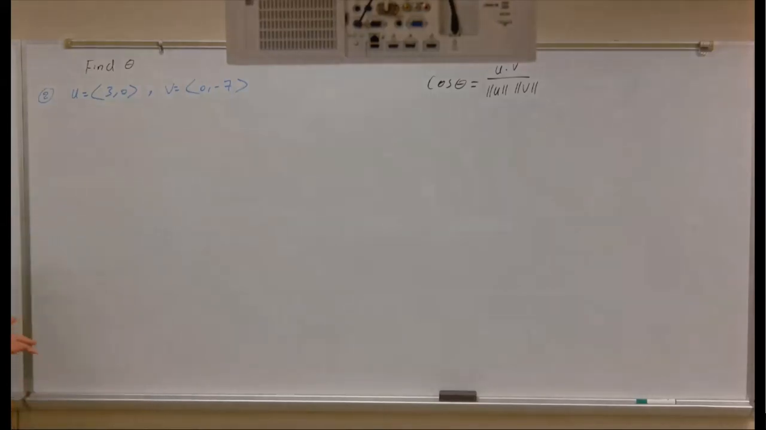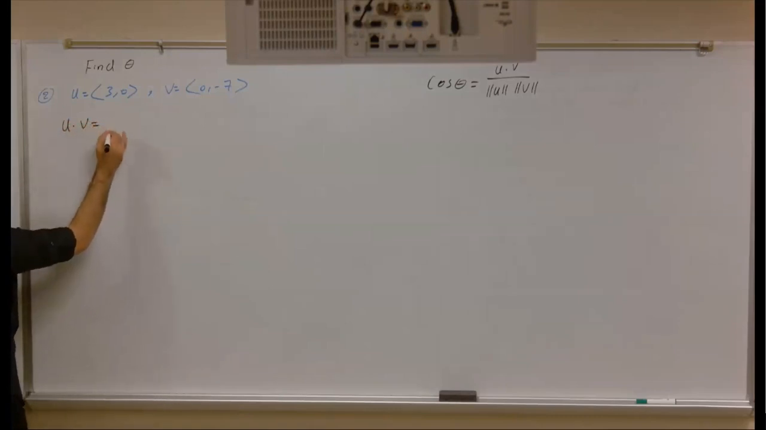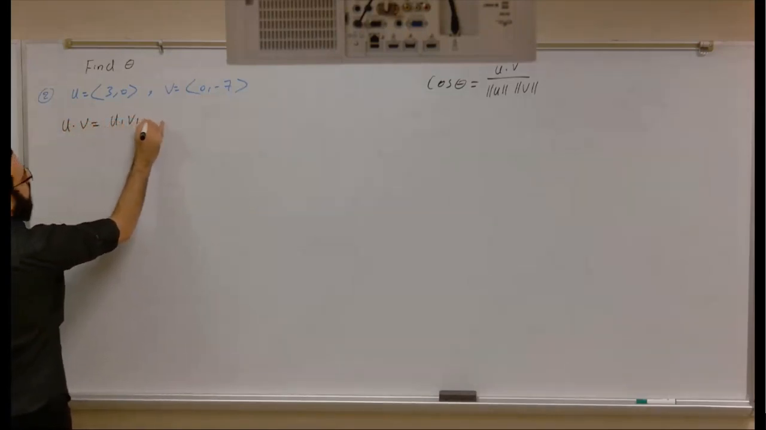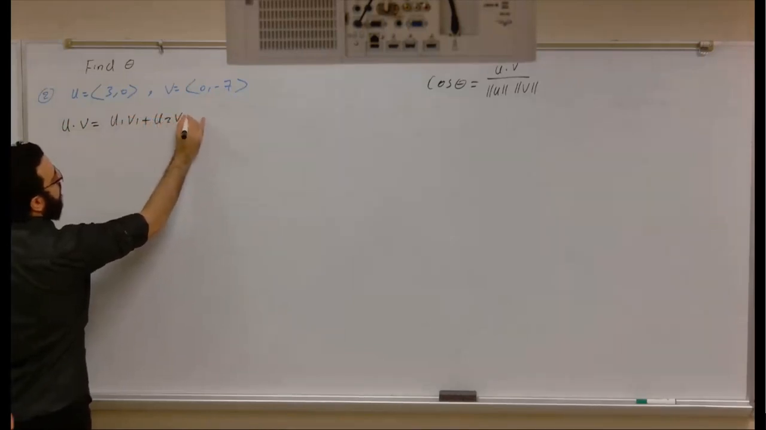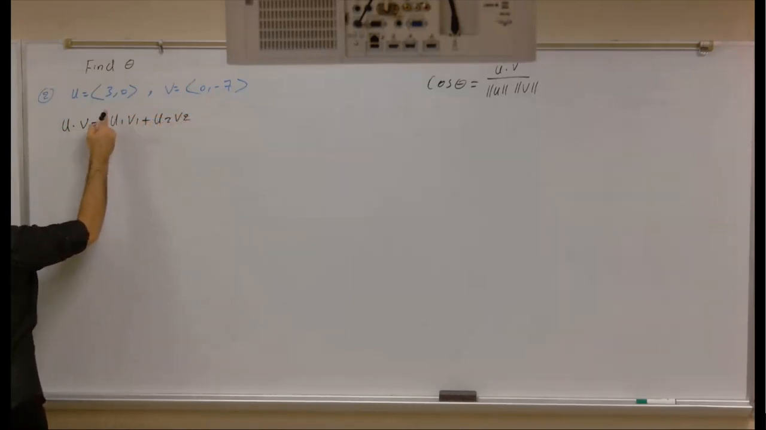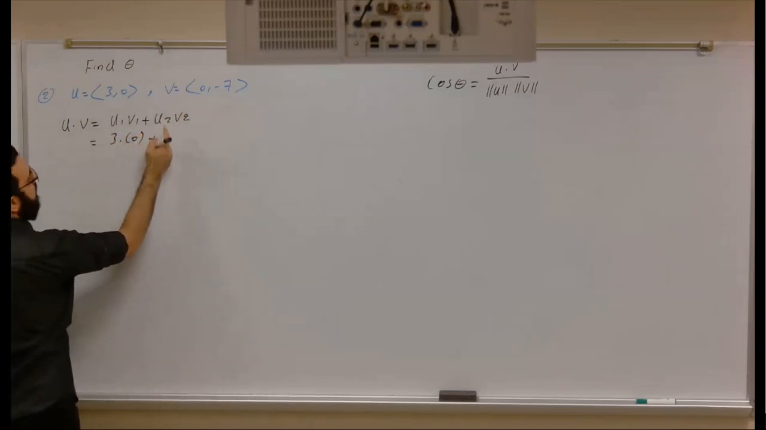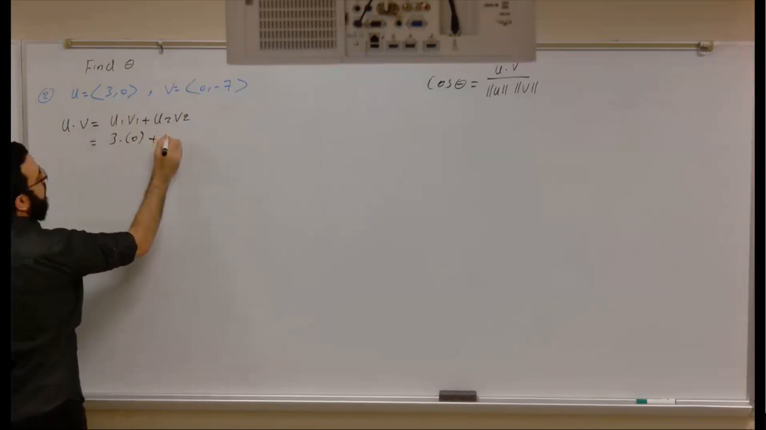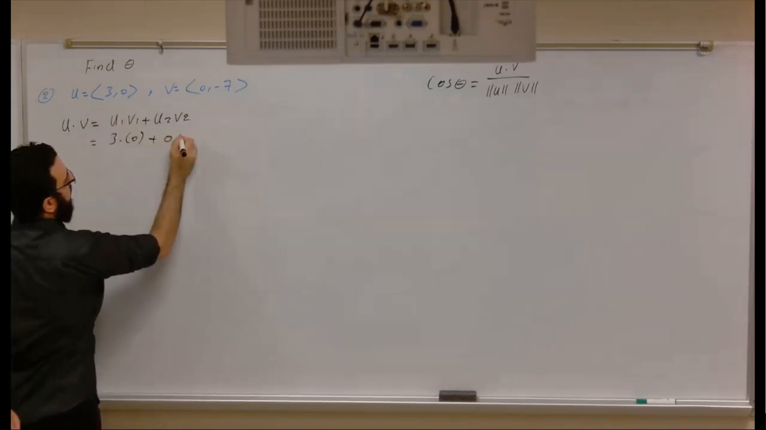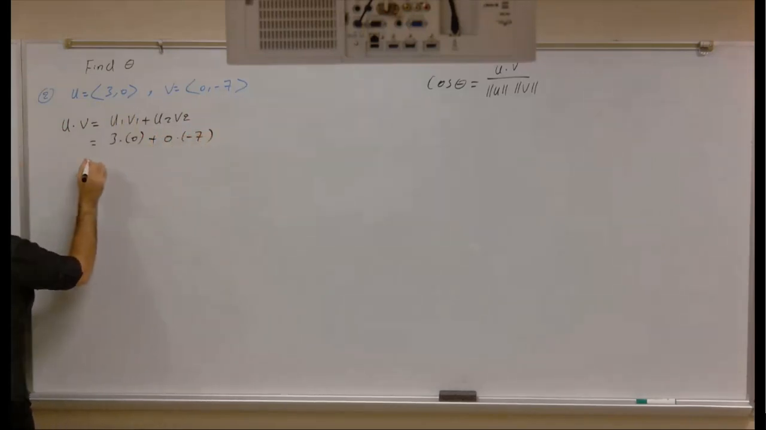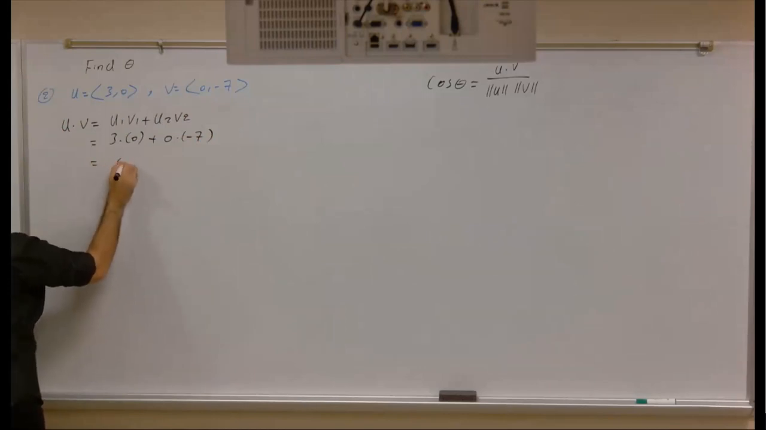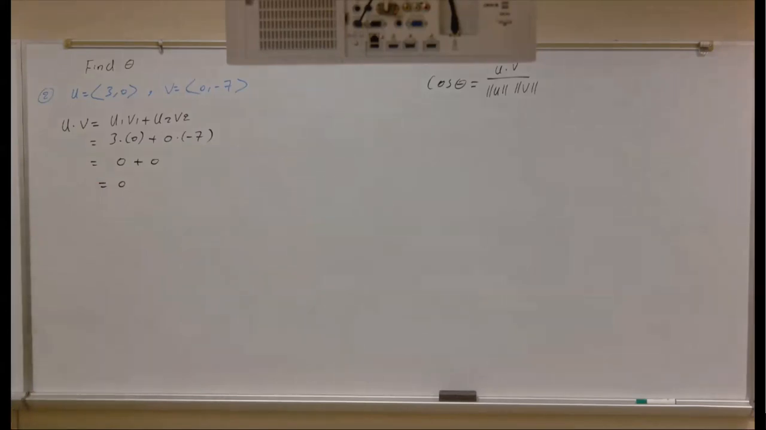So I can know what I need to find. What I need to find is the dot product. So u dot v is u1 v1 plus u2 v2. u1 is 3 times 0, plus u2 is 0 times -7. So how much is the dot product? 0 plus 0 equals 0.